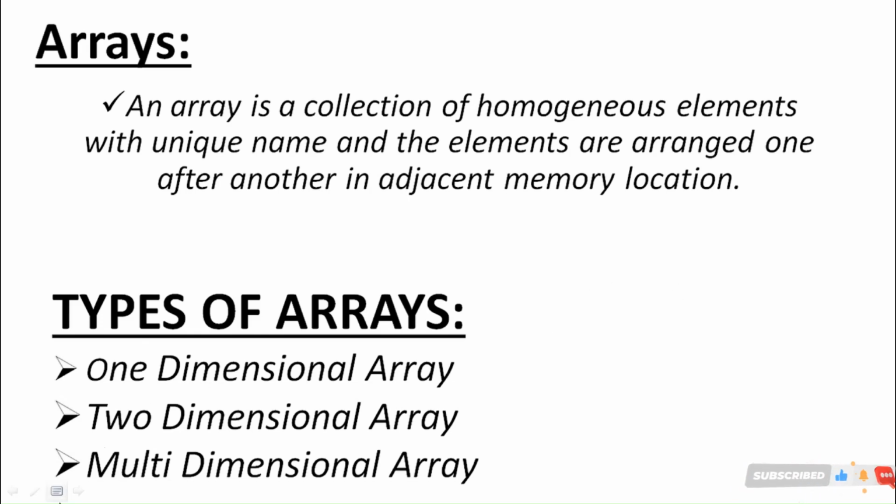In this video, we are going to learn about arrays and types of arrays. What is an array? An array is a collection of homogeneous elements with a unique name, and the elements are arranged one after another in adjacent memory locations.